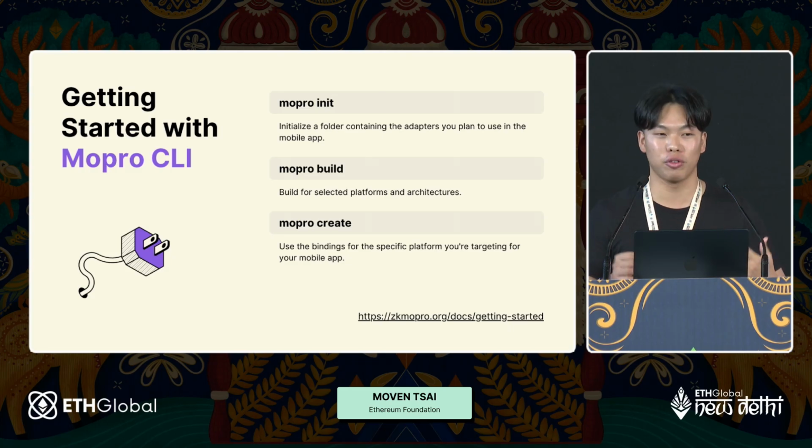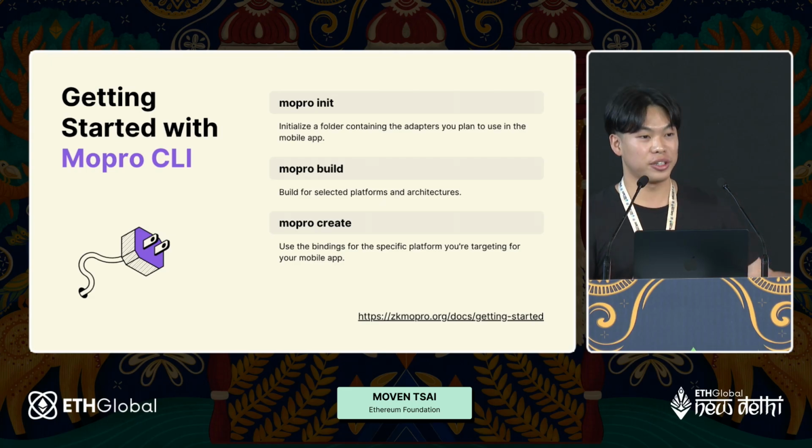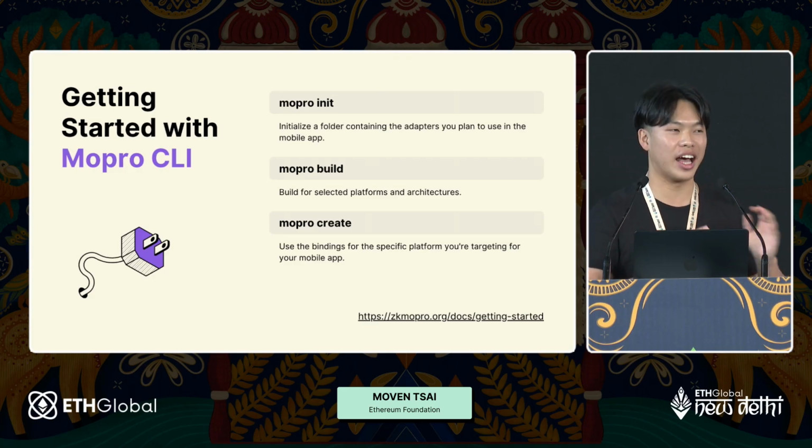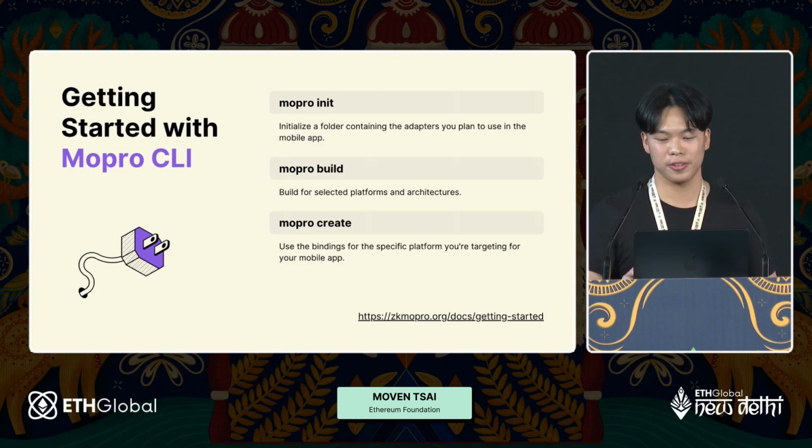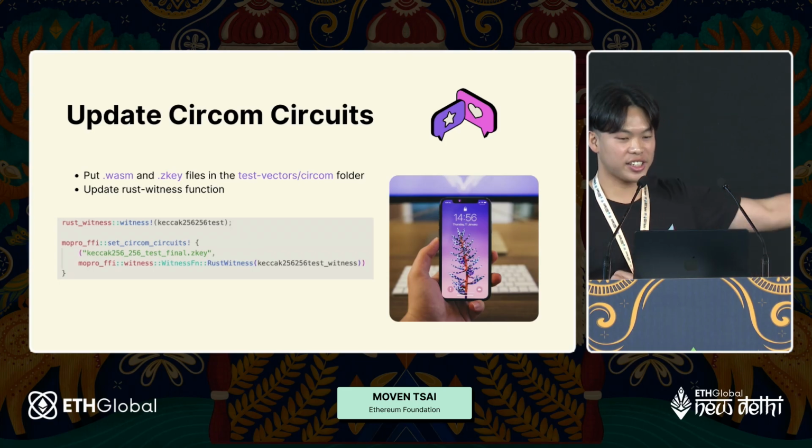So for example, if you are a Swift developer, the simulator architecture is quite different from the phone one, so you can choose the one you want during the Morro build phase. And last but not least, you can use Morro create to scaffold the template for you, so that you don't have to manually connect all things by yourself. You can use Morro create to create Android template, iOS template, Flutter and React Native template that you can use to directly click and run maybe the Circom proof or verification functions. Yeah. So it's actually quite easy to use.